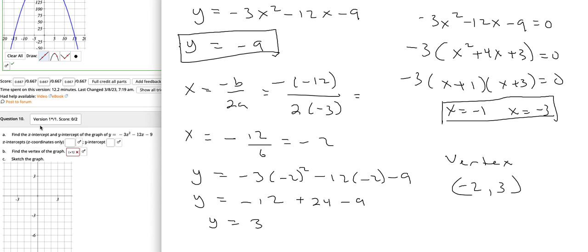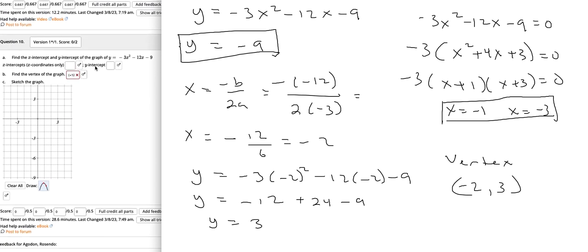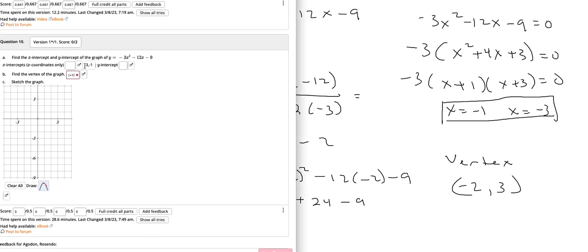And let's see how I did over here. X-intercepts, there's our negative 3, negative 1. There's our negative 9 for our y, and negative 2, 3 for our vertex. So if I'm graphing this, I would start at my vertex. X is negative 2 and y is 3. And we're there. And then you could either go to an x-intercept or the y-intercept way down there. But you can see the parabola does cross the x-axis at negative 1 and negative 3. Hopefully that helps.